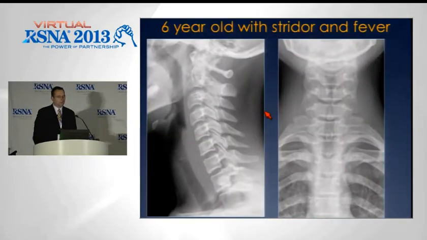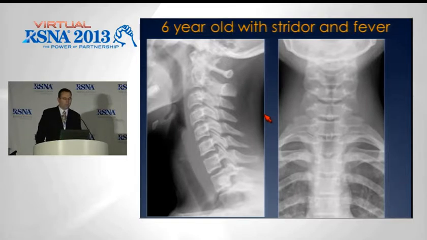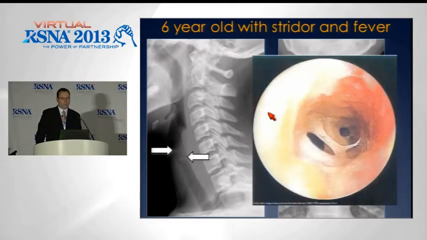Still with stridor, a 6-year-old with stridor and fever. I go through my search pattern and do not see any definite subglottic edema. The prevertebral soft tissues look okay, the epiglottis looks okay. But then I go back to that trachea, and although they are subtle, those are real findings. These are thin membranous findings within the trachea, and this is an example of bacterial tracheitis.